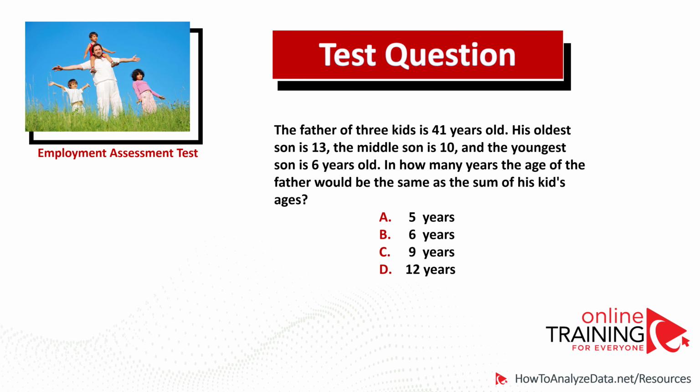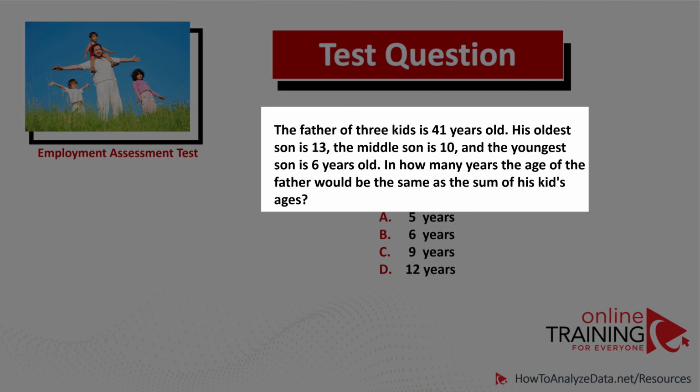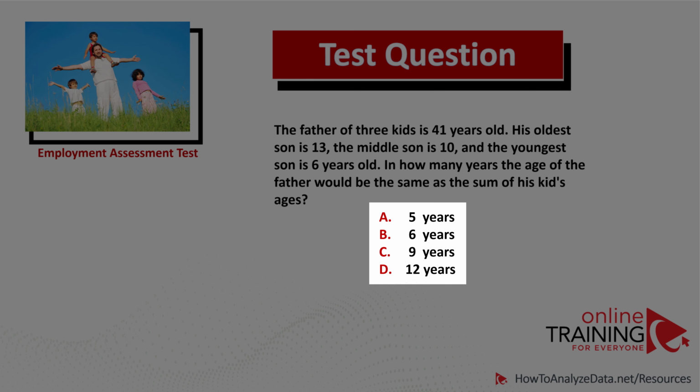Let's look at the tricky problem you might frequently see on the test. The father of 3 kids is 41 years old. His oldest son is 13, the middle son is 10, and the youngest son is 6 years old. In how many years the age of the father would be the same as the sum of his kids' ages? And you have 4 choices: in 5 years, in 6 years, in 9 years, or in 12 years.